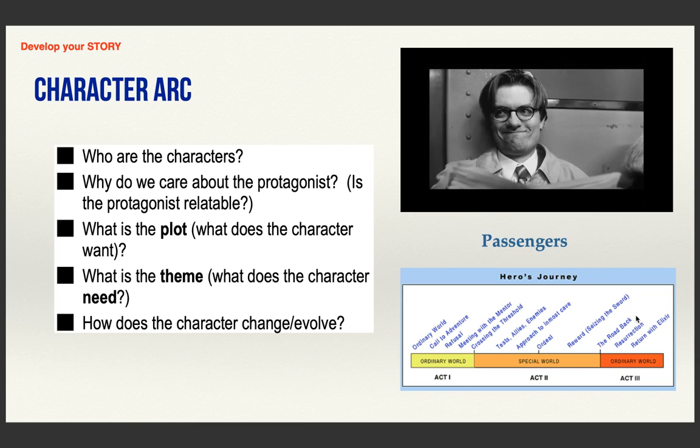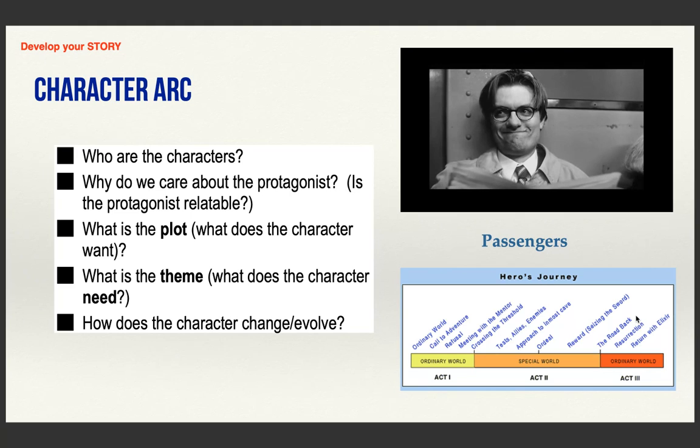Your character arc should be evident. We really need to know, why do we even care about this protagonist? What is relatable? How can we understand? It should be something that we have all experienced on some level.